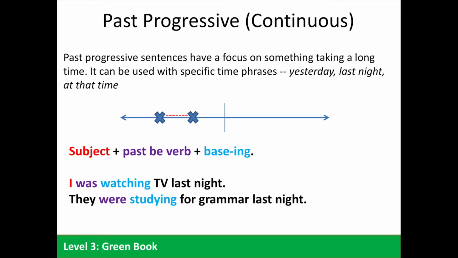So the past progressive or the past continuous, they have a focus on something that is taking place over a long time in the past. It can be used with specific time phrases like yesterday, last night, or at that time. You'll remember our sentence structure starts with a subject, followed by the past tense form of be verb, and then base verb with ing. You'll have to remember that the past tense be verb is connected to the subject. Here are two examples. I was watching TV last night. They were studying for grammar last night.